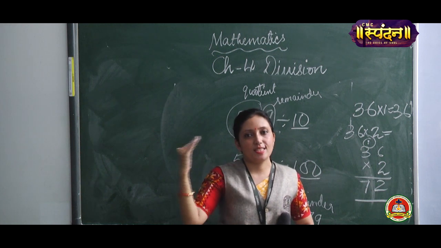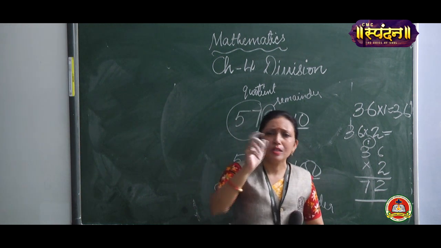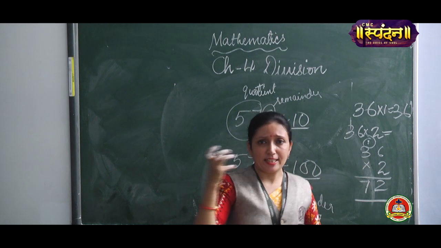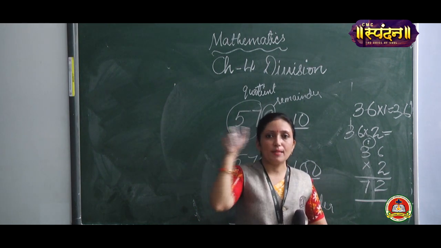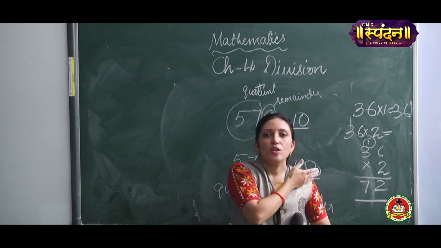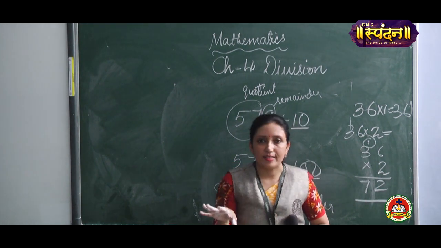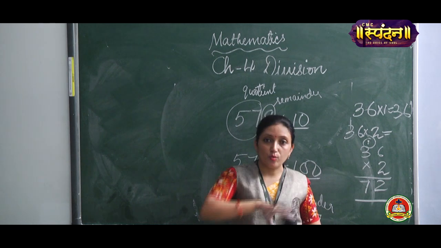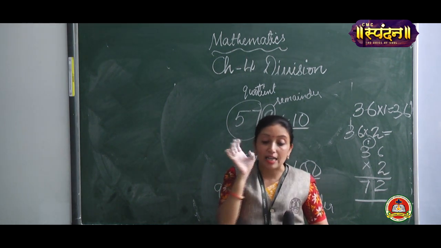So, this way it is studied, but in your book only division by 10 is there. So you have to keep in mind: ones place is my remainder and whatever is left out is my quotient. So, you don't have to divide it. I hope this is clear and you all have understood this particular division of large numbers.